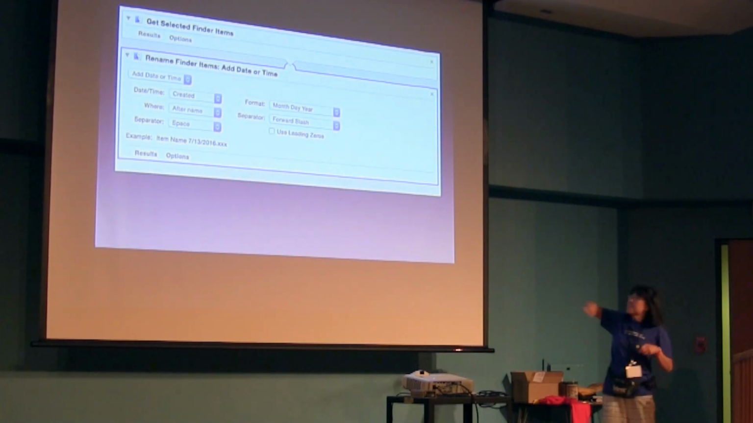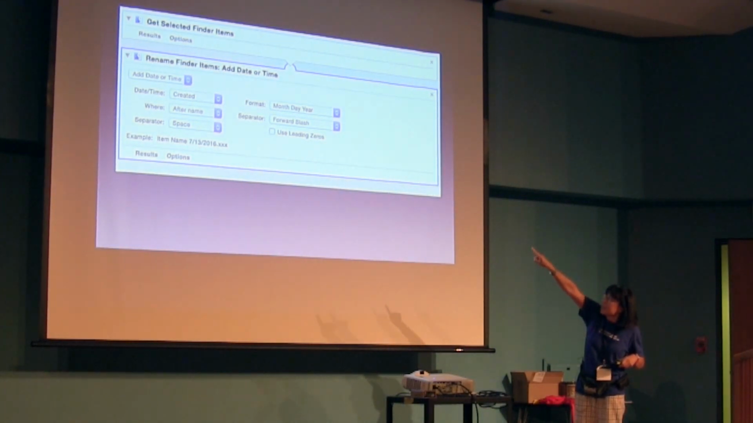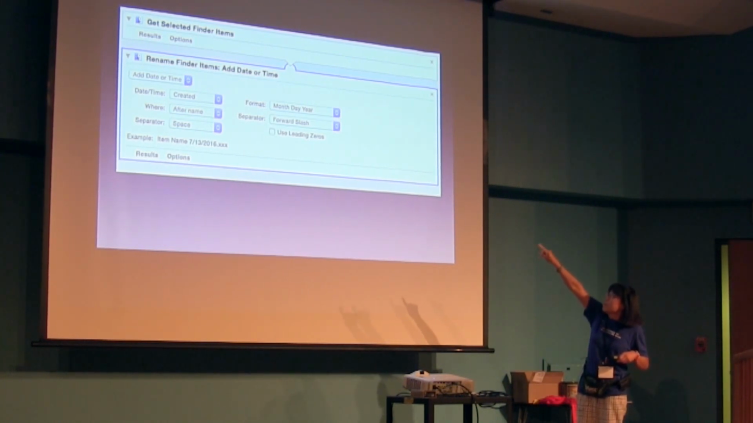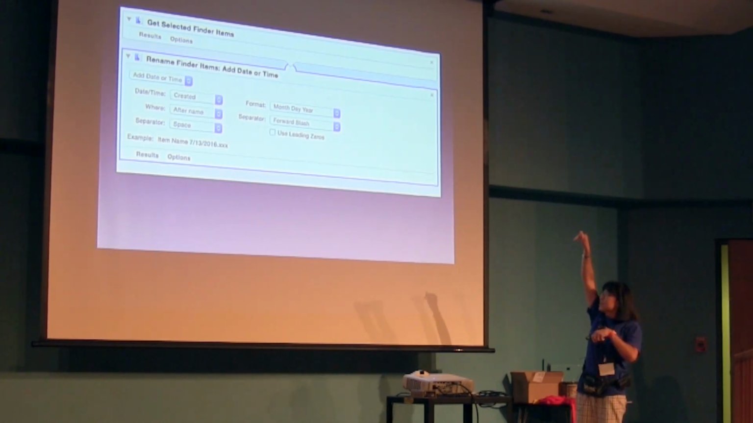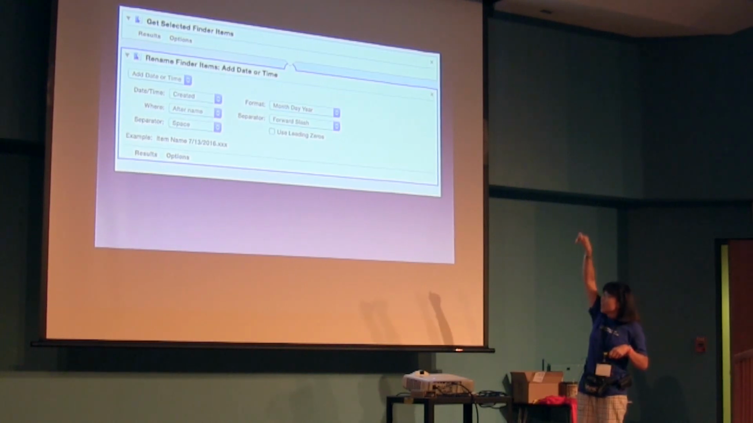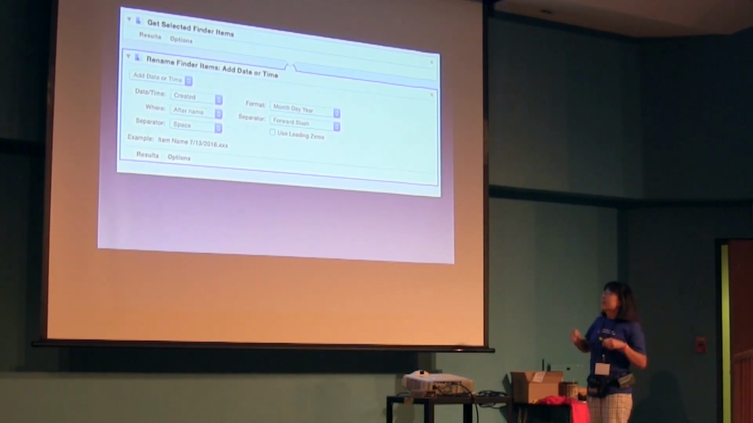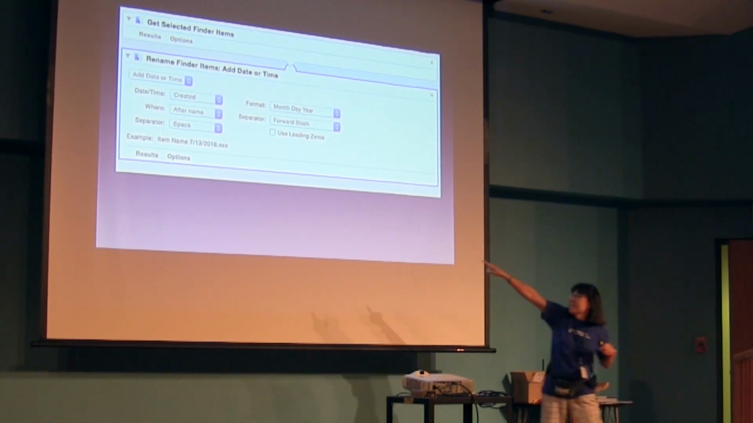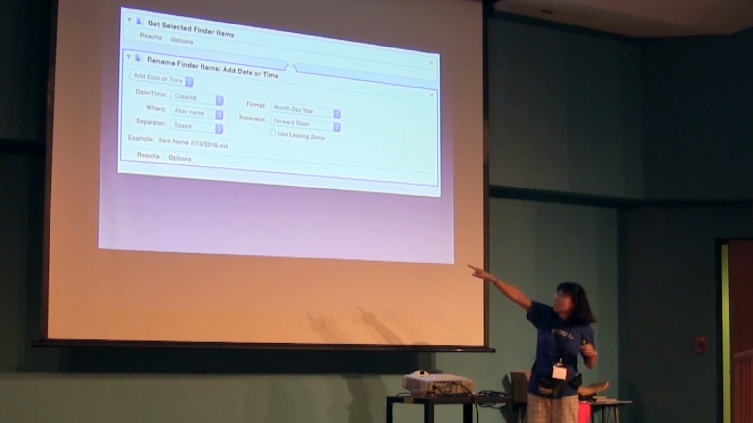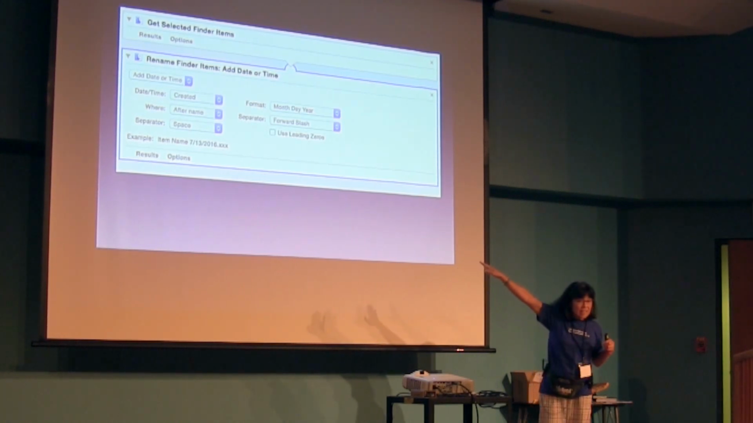So edit links, you can see that there's a little triangle down at the top from Get Selected Finder Items, and a little bump on the Rename Finder Items. That's a connection. So the flow is, I've got these list of files, they're going to flow into Rename. And you can see the top of it says Rename Finder Items, add date or time. So the default one is we're going to just add a date or timestamp on it. And you can see in the example what it would look like. It would look like item name and then the date stamp. You could customize that.